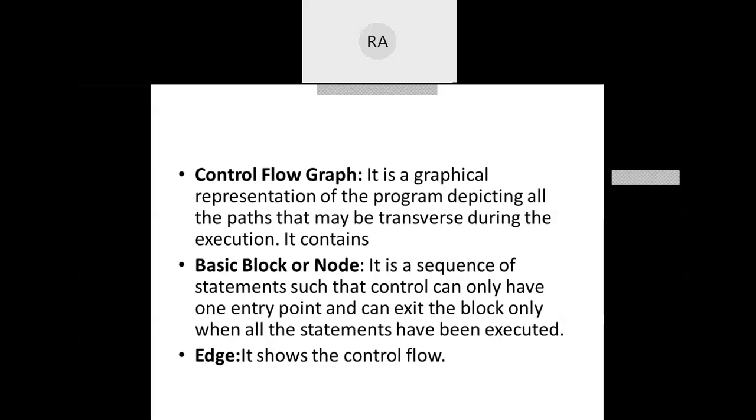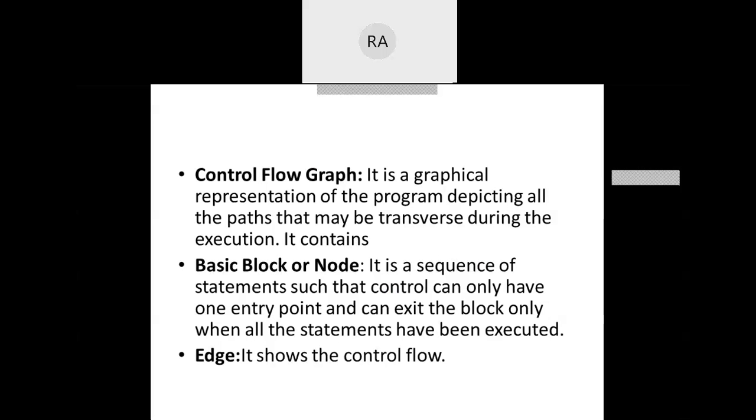What do you mean by control flow graph? We have been using this terminology for many classes. A control flow graph is a graphical representation of the program which tells you about the paths which are traversed during the execution of the program. It tells you how the control is shifted from one node to another node via a certain path. A control flow graph has n number of nodes and n number of edges.